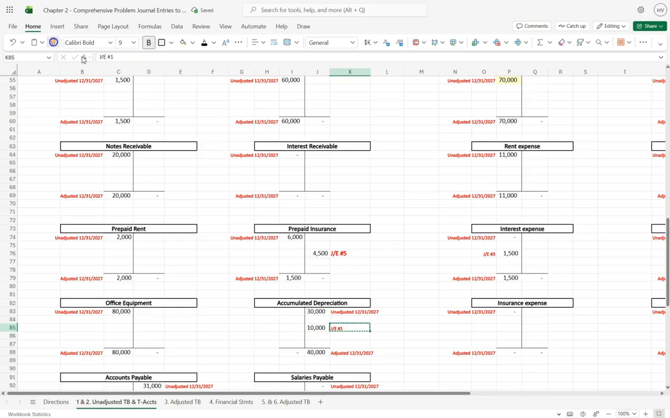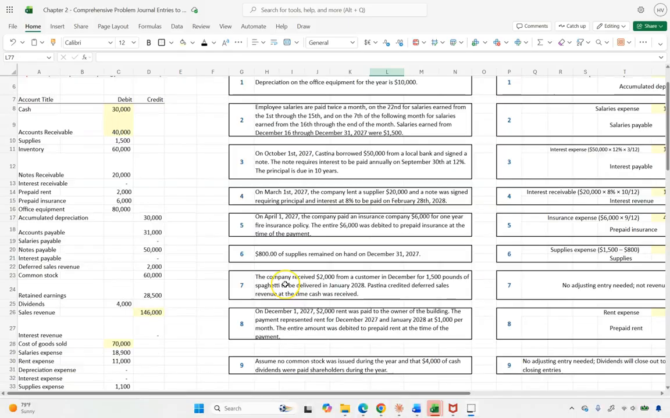Let me just do, because I'm a little bit anal, I'm going to do the same font. So now you see my unadjusted balance, my adjusted 12/31/27 balance. We have $1,500 remaining at the end of the year worth of insurance that we've paid up for. Okay, let's go to item number 6.